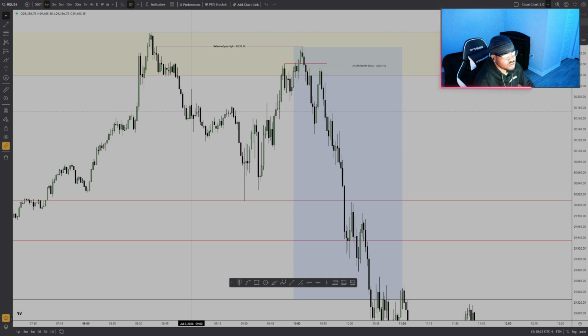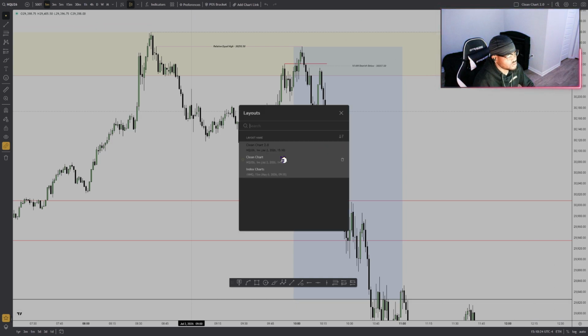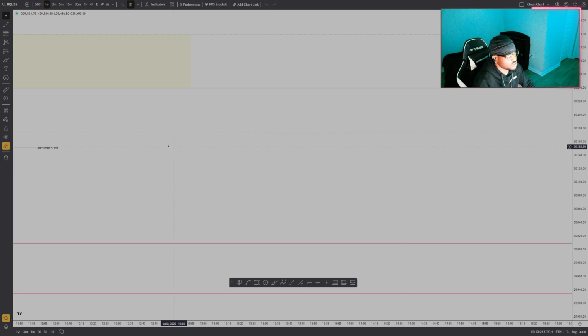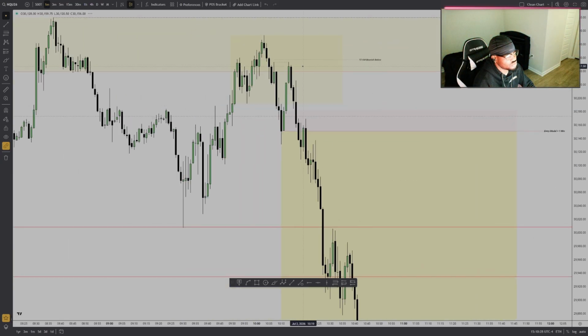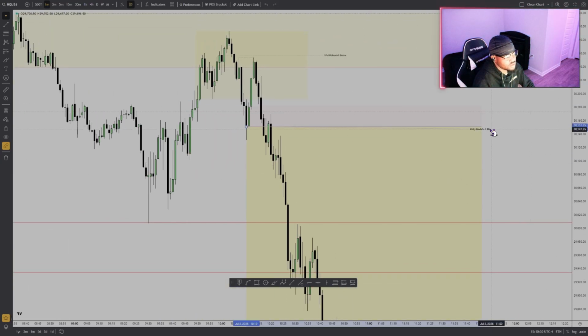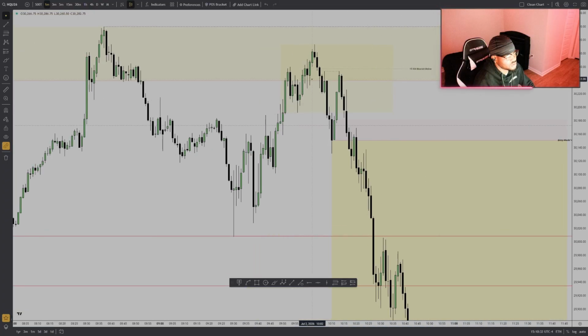So since I'm done on chart 2.0, I'm gonna open the layout and just go back to clean charts and go over the entry model. So this is what it looked like on the M1. So we had that failure to get above that short-term high, which is actually relatively equal highs on here. Price is bearish below the 10 a.m. open, and it started to break down.